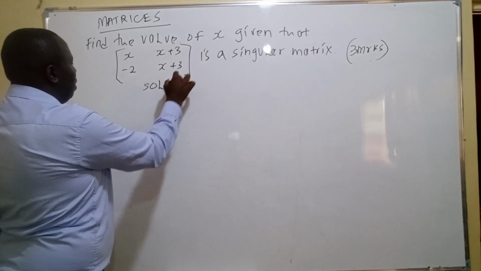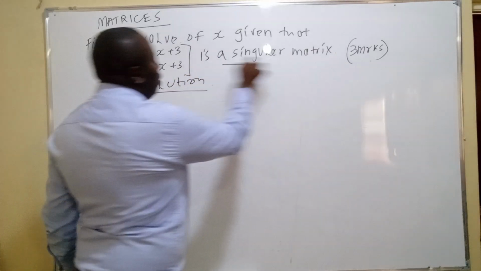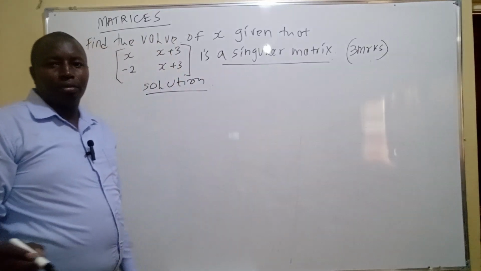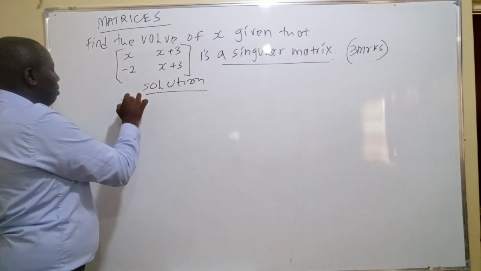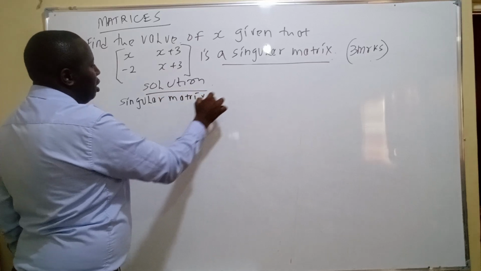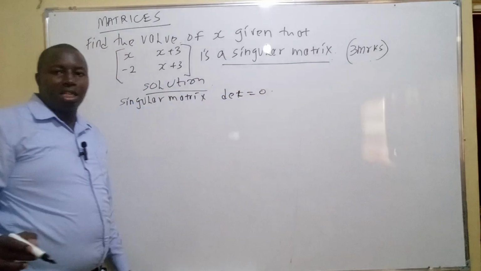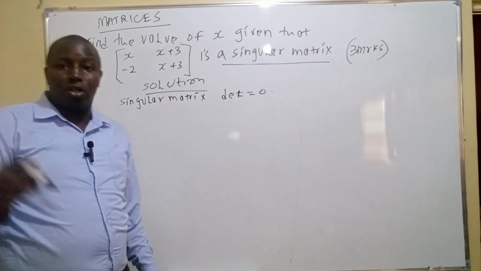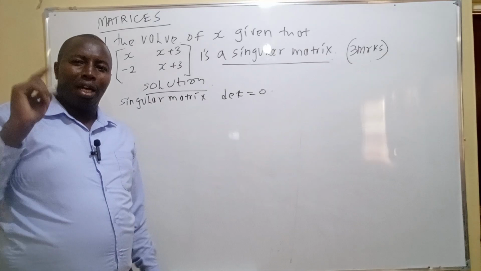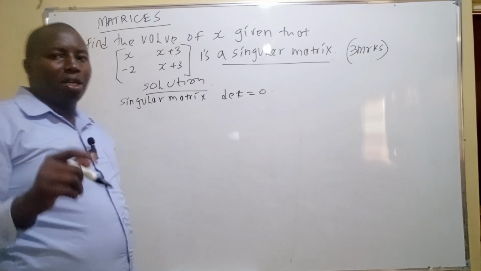For the solution, step number 1 is to identify what a singular matrix is. A singular matrix is a matrix whose determinant is equal to 0. And how do you find the determinant of a matrix?